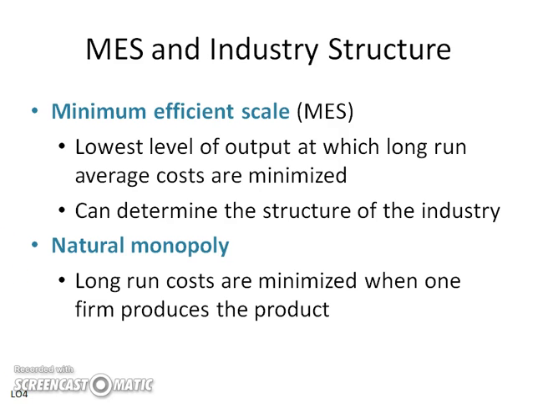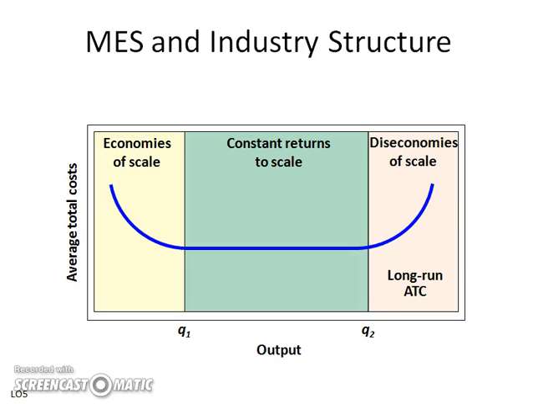Minimum efficient scale, or MES, is the lowest level of output at which the long-run average costs are minimized. This can determine the structure of the industry. Where MES occurs on an industry's long-run average total cost curve determines whether there will be many or few producers and whether they will be large, small, or of different sizes. Natural monopoly is a rare situation where economies of scale extend beyond the market size. Therefore, one large firm can provide the product more cheaply than a multi-firm market.